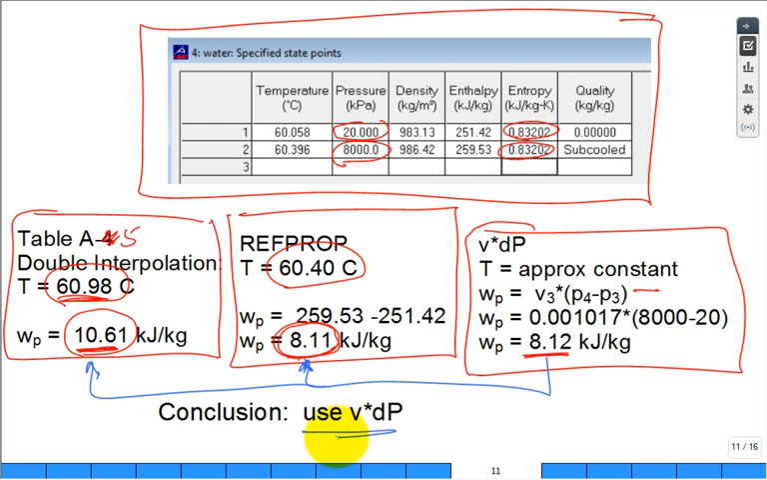The conclusion is just use v dP with a good pump, and it's the constant, liquid incompressible assumption. It's easiest to use and it's very accurate. Makes sense? Yes. Did you get those values for the v dP through interpolating? No, the pressures are given, and this is the saturation pressure at the 20, so straight out of the table.